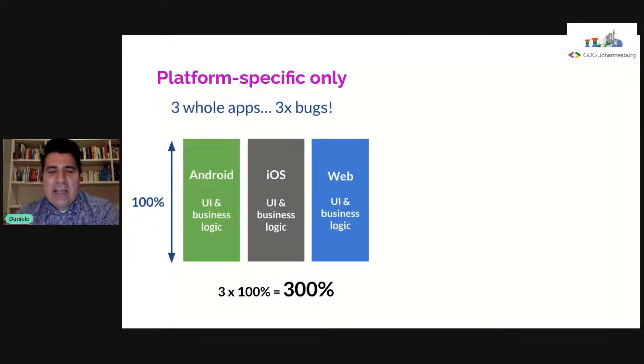Historically, apps on different platforms did not share any code between them. So if a company wanted to build 3 apps, Android, iOS, and web, they would build 3 whole apps, which means also 3 times the bugs. But hopefully now, with the new technology that is coming up this year especially, we can do something much better.